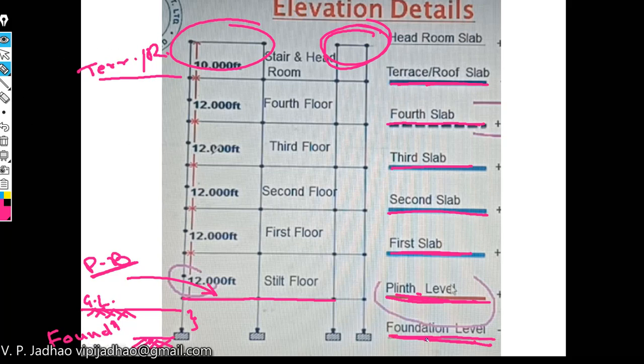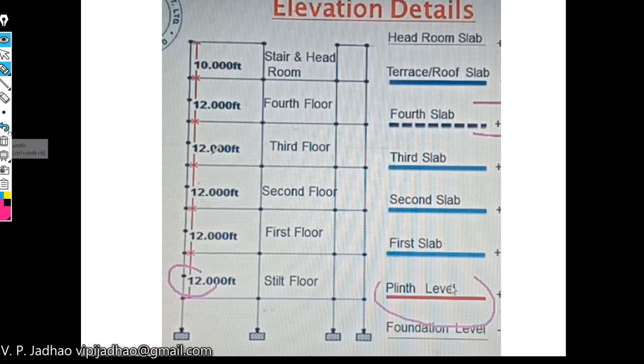The important levels are the foundation level, then the plinth level, then the slab level, and the final top level is your terrace or roof level. Generally, at plinth level a slab is not provided, because this depth will be completely filled with boulders or murum material. Therefore we don't consider the design of a slab for the concrete placed at this level, because its behavior is not like a slab.